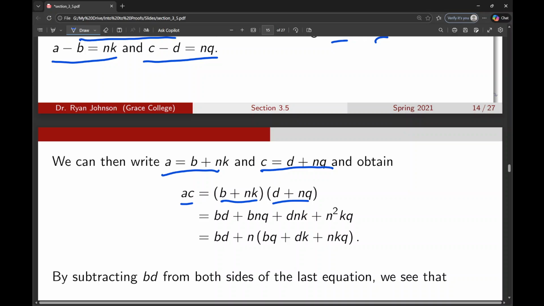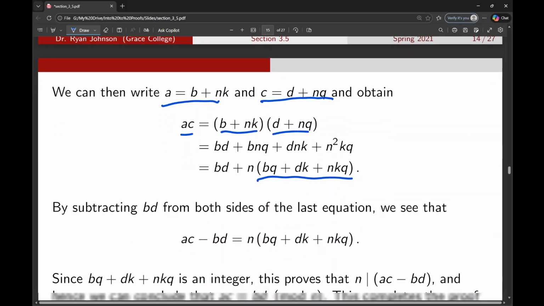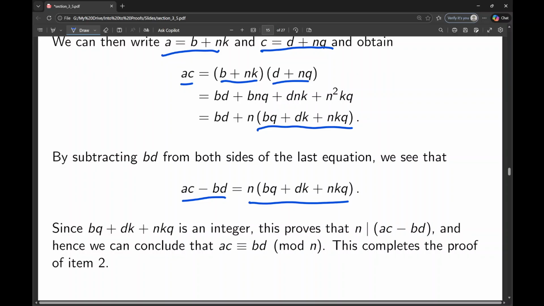Okay, and then algebra, expand, and then factor out an n from these terms. And then subtract the BD back over, so you have AC minus BD equals that. Hey, that means this burrito right here is an integer. That proves that n divides AC minus BD, because AC minus BD is equal to n times a thing. Hence we conclude that AC is congruent to BD mod n.